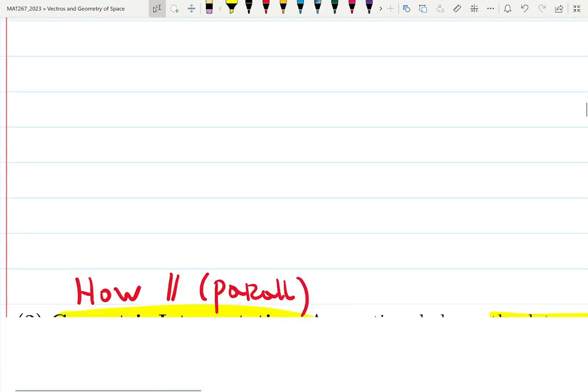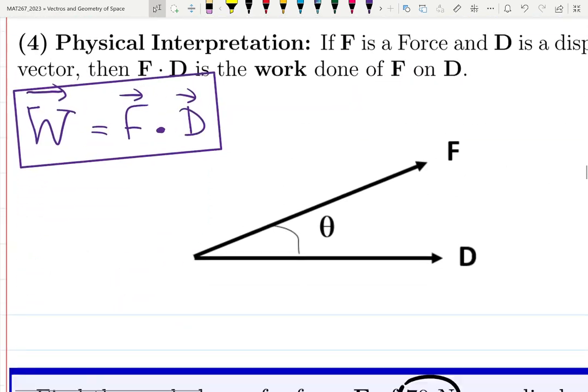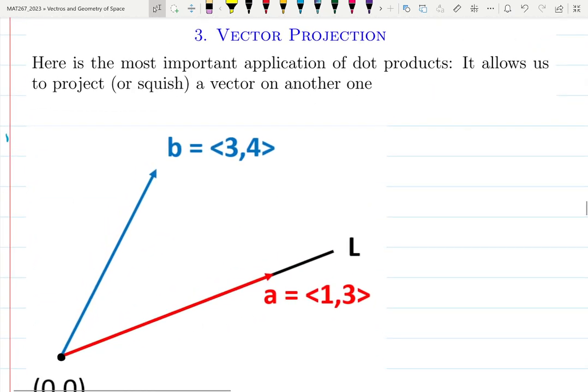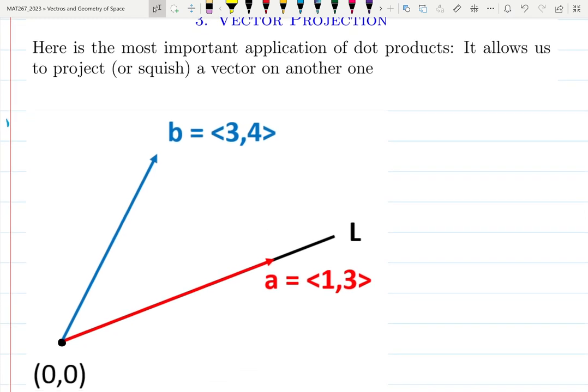That is not true. So we did this. Projection. One of the most interesting and important things we're going to learn in this class is vector projection. It's the most important application of a dot product. Actually, that's partially why we learn it. It allows us to project a vector on another vector. We're basically going to be squishing. I don't like squishing. I like the idea of a shadow of one vector onto another vector.